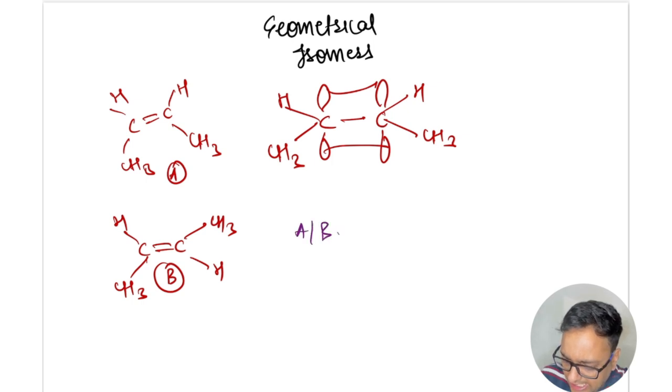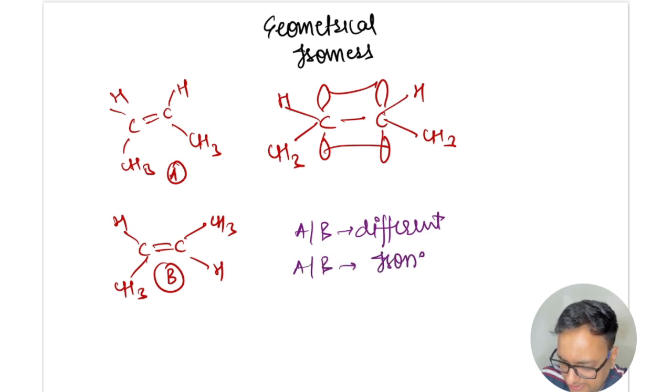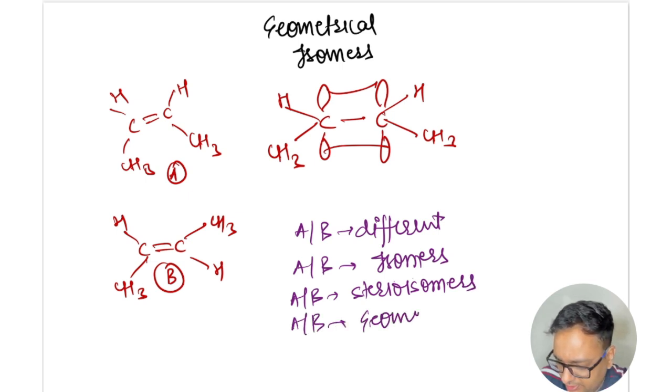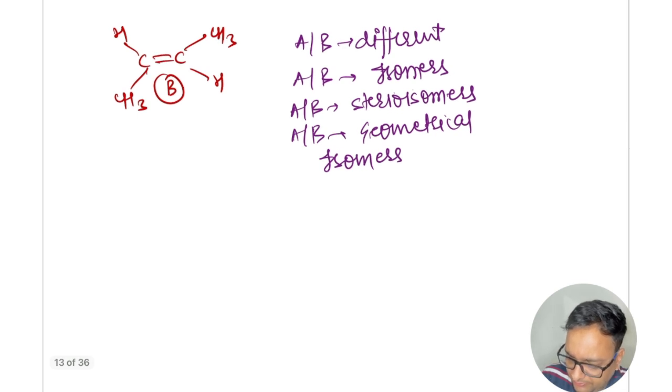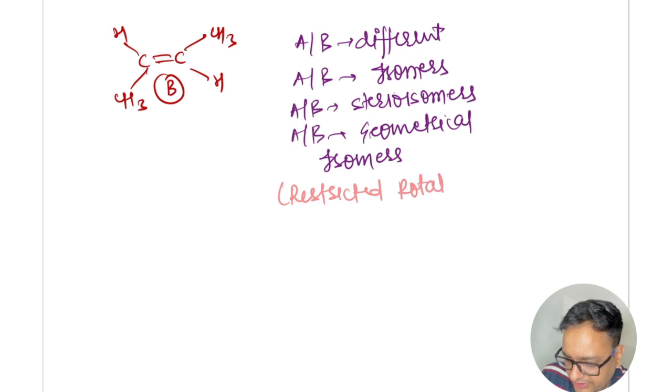So we know A and B are different. A and B together are isomers. A and B together are stereoisomers. And A and B are geometrical isomers because they have different position through restricted rotation.